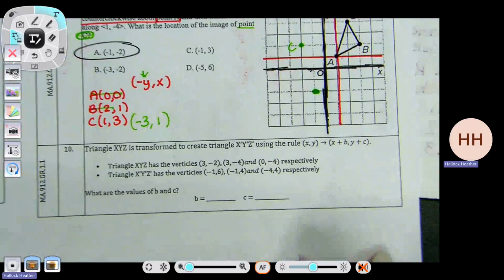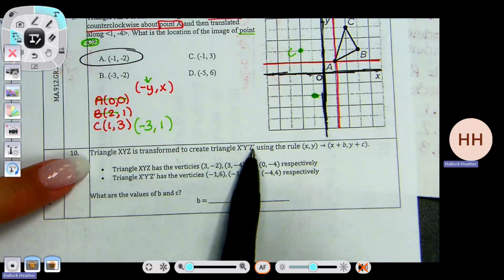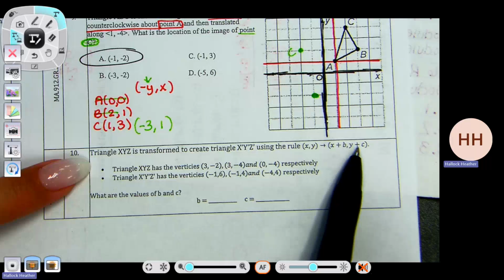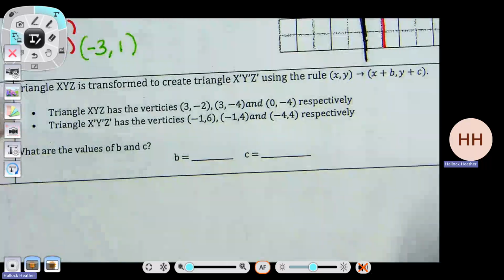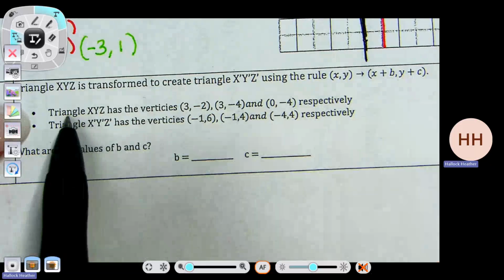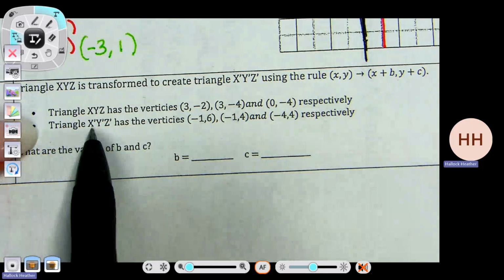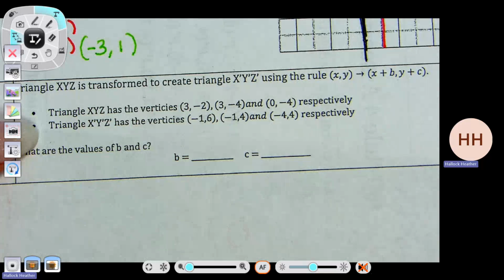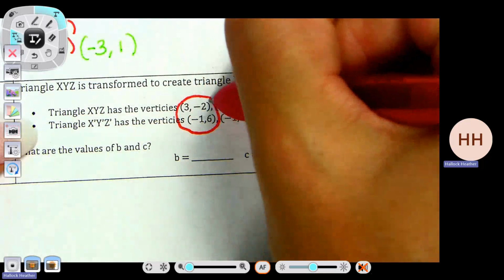And then 10 says triangle XYZ is transformed to create X prime, Y prime, Z prime using the rule X plus something, Y plus something. So this is algebraic notation. We basically need to figure out what values go in here and here because these are typically numbers. So triangle XYZ has these vertices. X prime, Y prime, Z prime has these vertices. So you don't need to look at all the points. I'm going to look at the first ones. That's X and that's X prime.